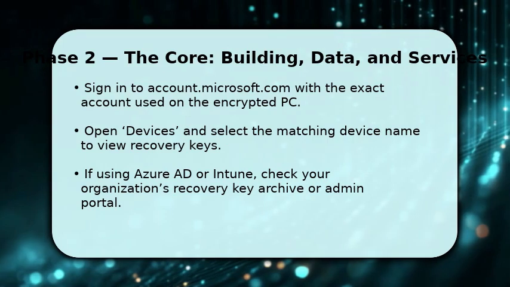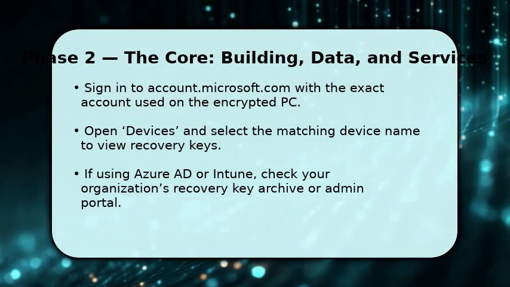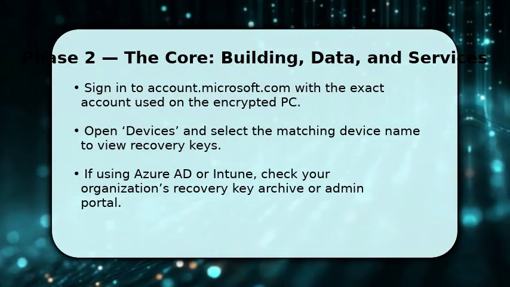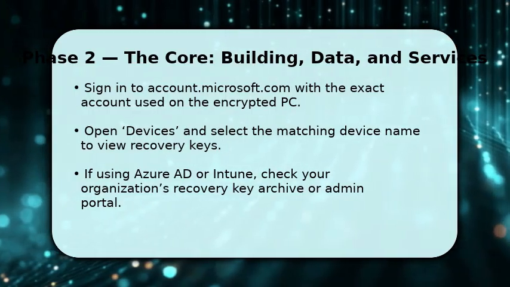Next, sign into your Microsoft account that you confirmed earlier. This is often where keys are stored. Once signed in, go to Devices and pick the device name that matches your PC. Under BitLocker or Recovery Keys, you'll see the 48-digit key.